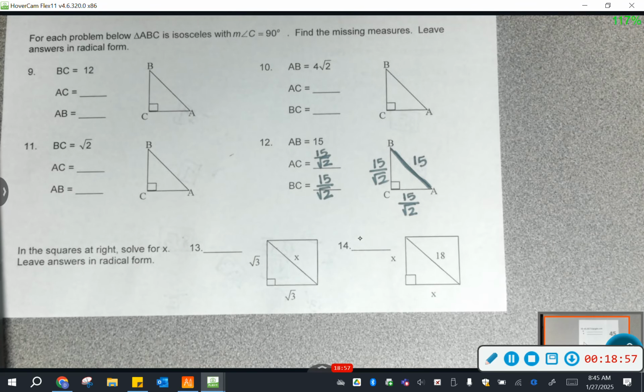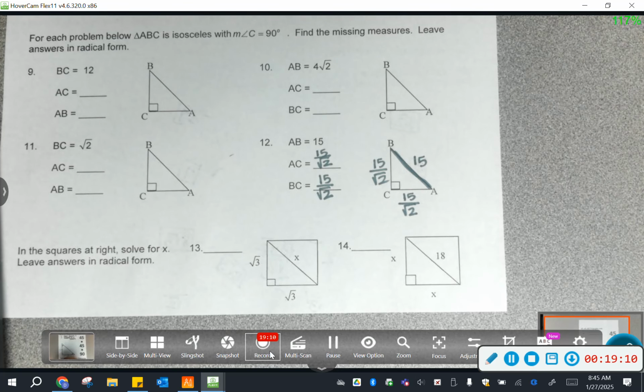All right. You have the rest of the class period, which is about 11 minutes, to finish these 8 problems and turn them in. You can work together or by yourself. Go.